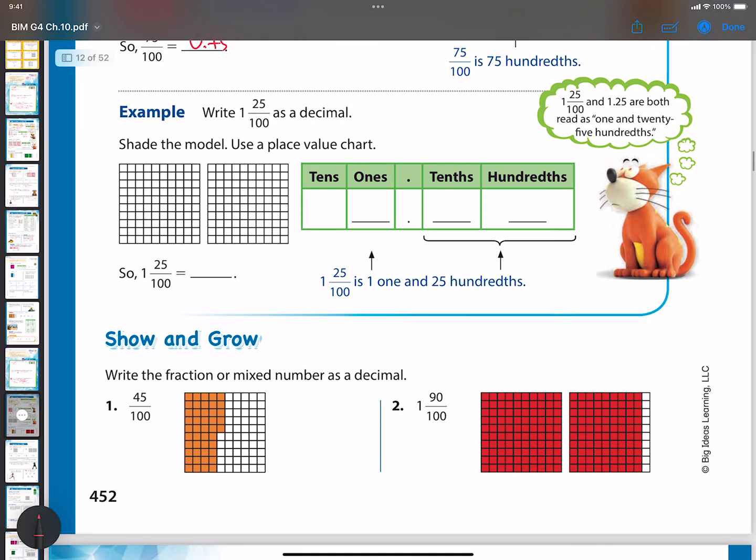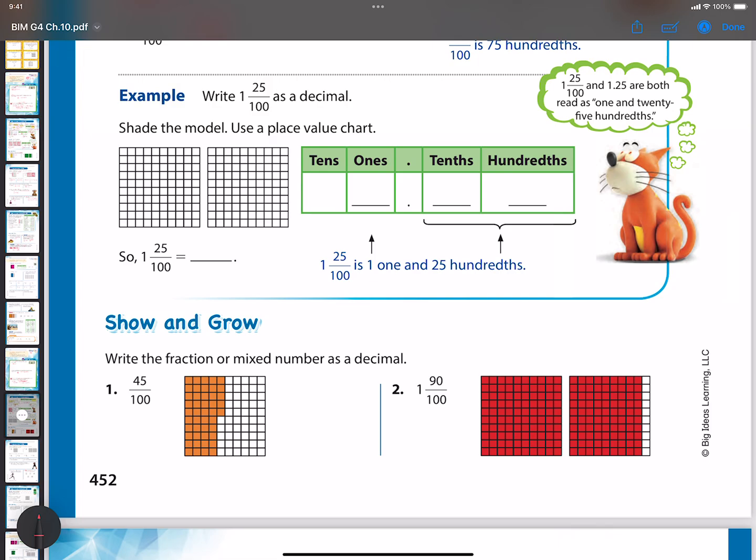Okay, so now for an example, write 1 and 25 hundredths as a decimal. Shade the model, use a place value chart. Okay, now look at this. We have one whole for this one, the whole number, and then 25 out of 100. So we are going to shade 25. 1, 2, 3, 4, 5. Okay, 25. So that means what? We have one whole and then 25 hundredths. Okay, so we have 1, and in the tenths place 2, and in the hundredths place 5. So 1.25. Okay, all right.